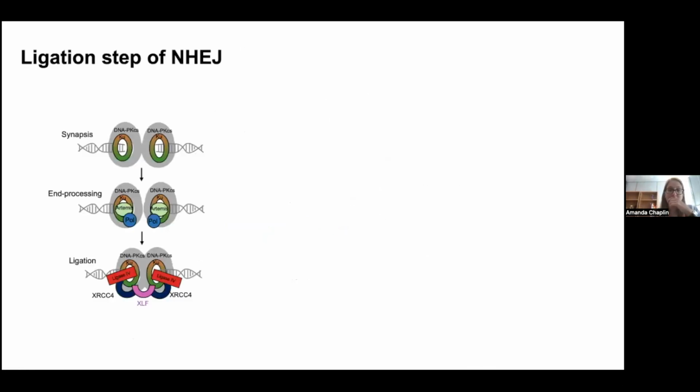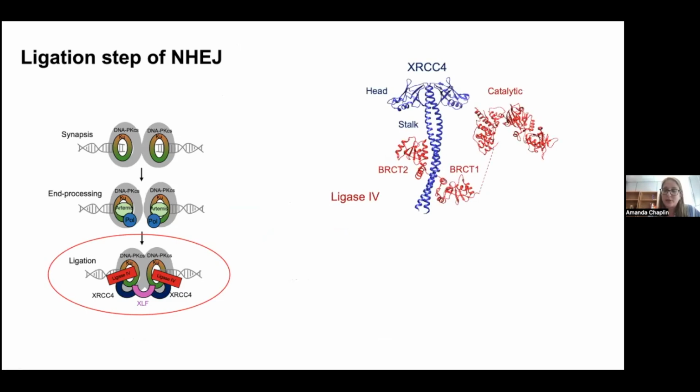So we then went to later steps of the reaction or mechanism, and we started looking at ligation. Ligation includes these proteins, the ligase, shown here in red, which is important in ligating the DNA ends together. It's made up of these BRCT tandem repeats, which are flexibly tethered to the catalytic domain of ligase. And they have a tight interaction with this protein called XRCC4, shown in this bluey color, which has this long stalk and head domain.